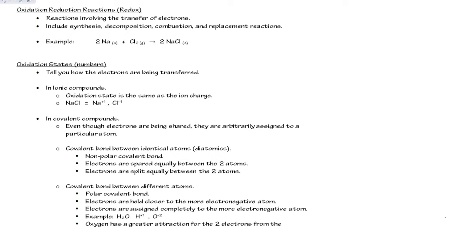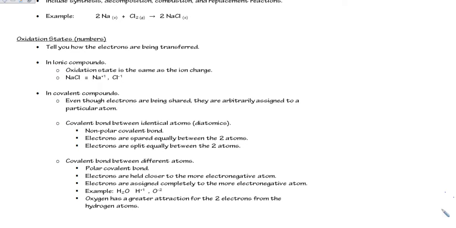One of the first things that we need to do in order to get to the fun stuff, the balancing redox, we need to be able to assign oxidation numbers. Now, these oxidation numbers just tell you how the electrons are being transferred. Who's the donor, who's the acceptor. Now, if it's an ionic compound, this isn't an issue. It's the exact same thing as the charge.